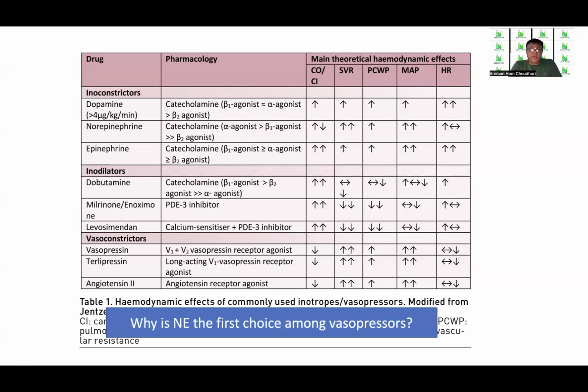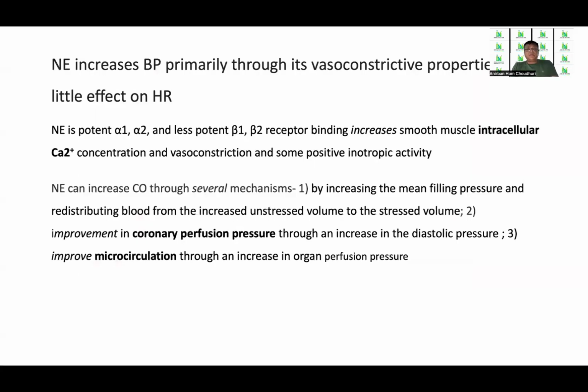Now, why is norepinephrine the first choice among the vasopressors? This is because norepinephrine primarily increases the blood pressure through its vasoconstrictive properties, and it has little effect on the heart rate. If the heart patient is having tachycardia, we know that the diastolic filling can get affected. The heart fills during the diastole, and so the time is reduced. Next, norepinephrine is potent at alpha 1, alpha 2, but less potent at beta 1, beta 2 receptor binding, increasing the smooth muscle intracellular calcium concentration and vasoconstriction, along with a little bit of positive inotropic activity. So that is the reason why it is the first choice.